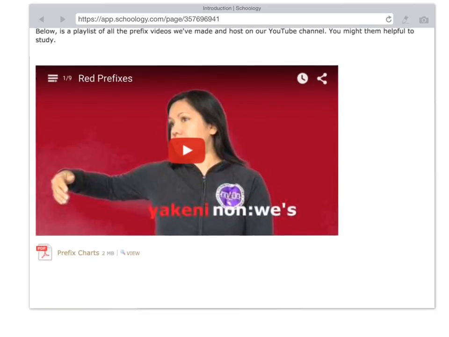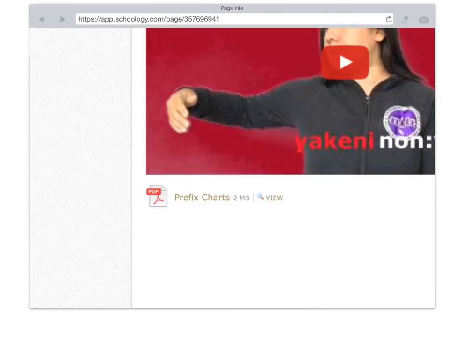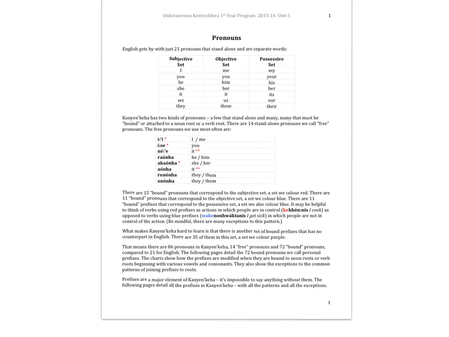And you're going to want to download this chart here at the bottom of the page where it says prefix charts. So you can click to view it right here, or you can click on the name and that will download the charts. This is the prefix chart document. There are 10 pages here that discuss the different pronouns and how they differ from each other and how we modify them from verb root to verb root and how they differ from pronouns in English.